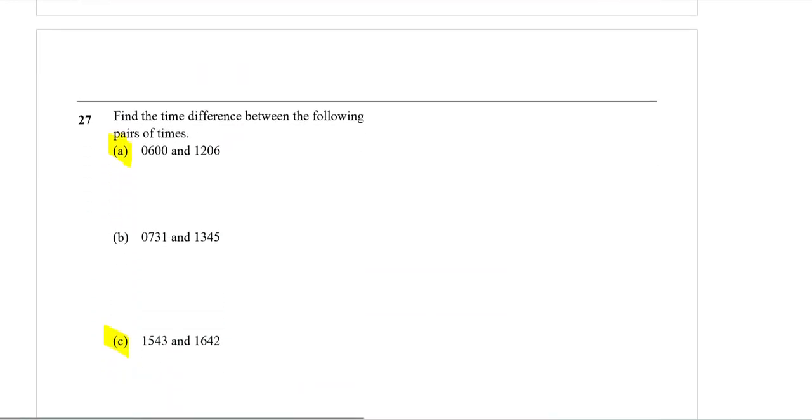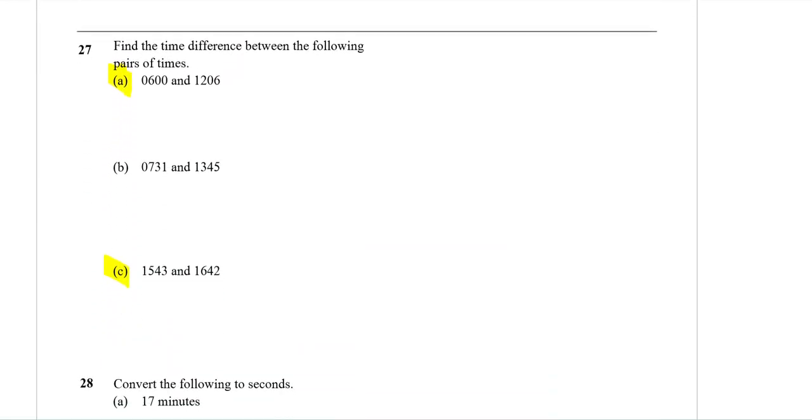Question 27. Find the time difference between these ones. So 0600 and 12:06. Should we do it with the bubble button? Or you could do it without. It's a pretty easy one, isn't it? Can you do it without? That's a good one. What's the answer? How many hours is it? 6 hours and 6 minutes. Okay, you're just counting from 6 up to 12, so that's 6 hours, and then the extra 6 minutes.